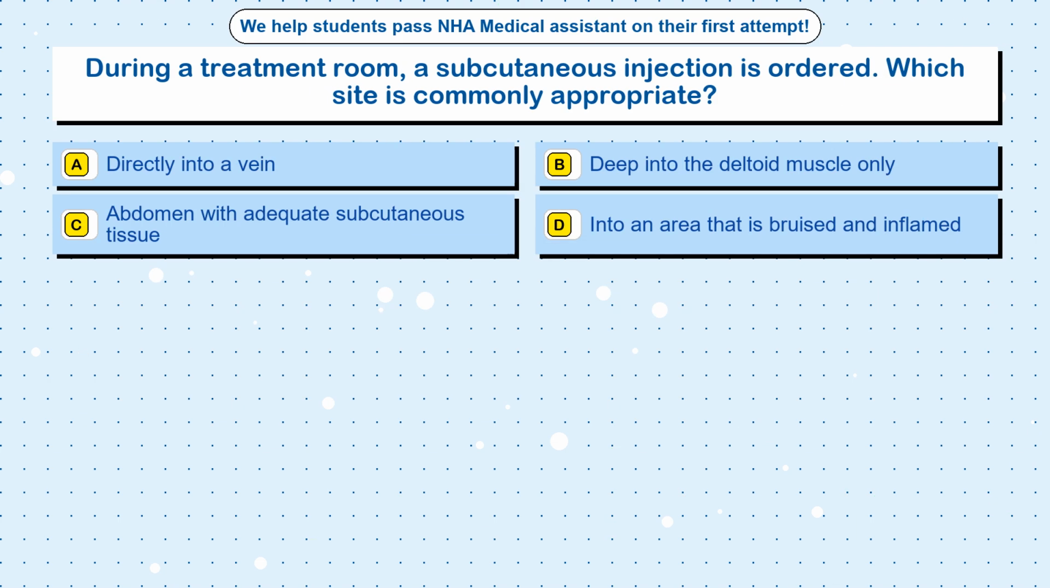Question 43. During a treatment room, a subcutaneous injection is ordered. Which site is commonly appropriate? Option A, directly into a vein. Option B, deep into the deltoid muscle only. Option C, abdomen with adequate subcutaneous tissue. Option D, into an area that is bruised and inflamed.